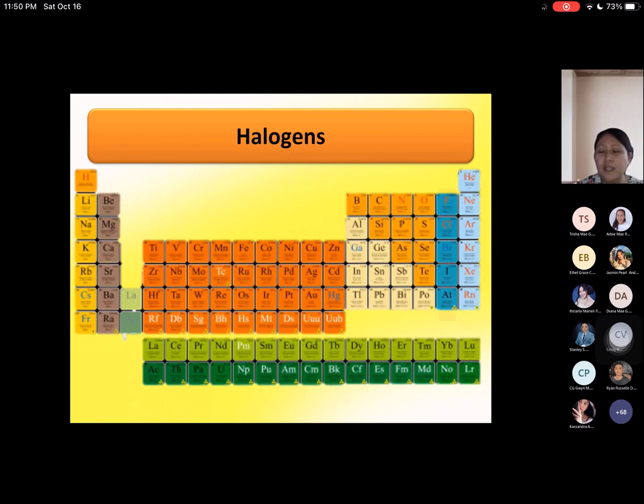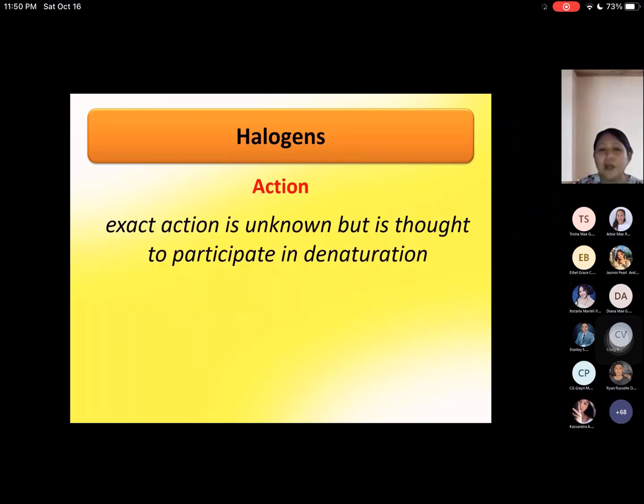So what is the mode of action of the halogen? The exact action is unknown but is thought to participate in denaturation. So when you say denaturation, it might act on denaturing proteins. Okay, so that's the mode of action of halogen.